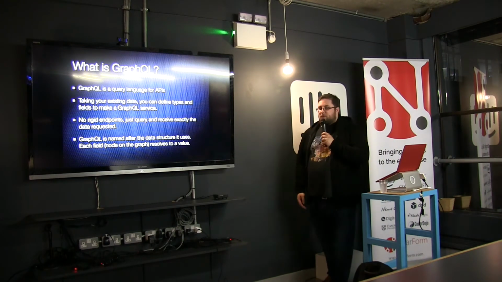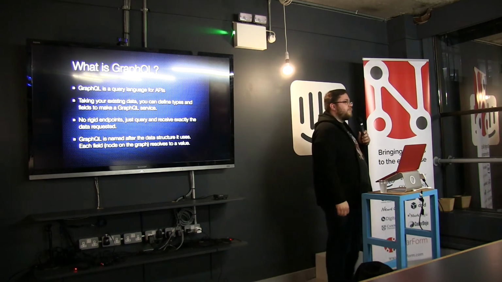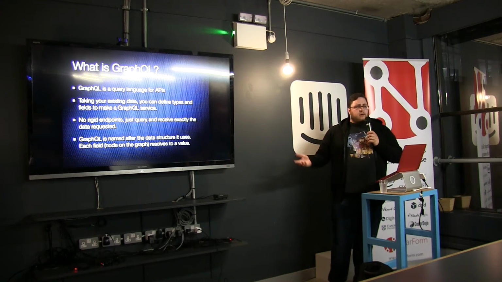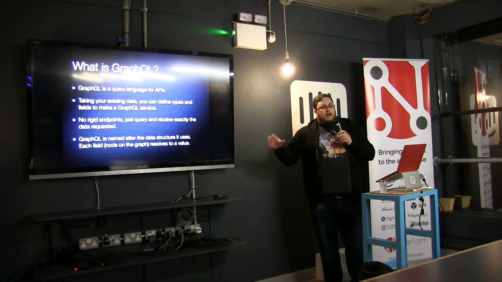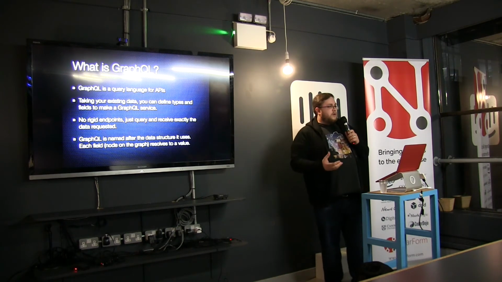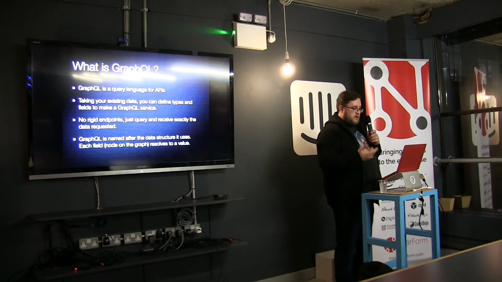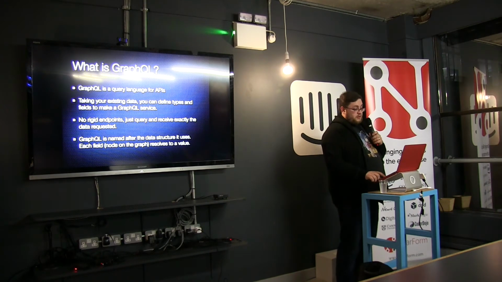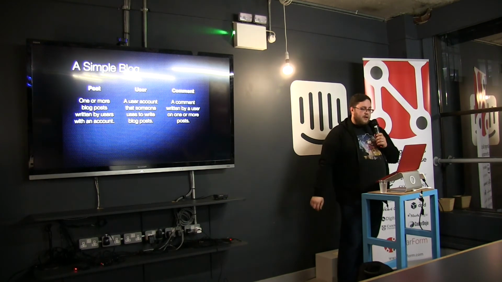Just, I suppose, a bit of trivia of that. Anyone familiar with a graph kind of data structure? It's essentially what GraphQL is named after. The idea being that every kind of node on the graph would be resolved to a solid type, like an integer or a string or something tangible. So you don't really need to know that to use it, but just good to know, I suppose.